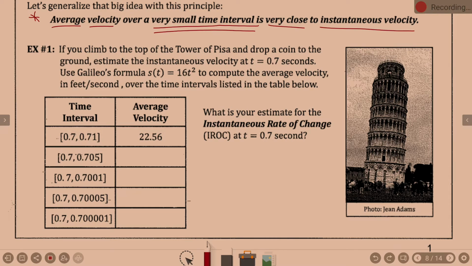If you climb to the top of the Tower of Pisa and drop a coin to the ground, estimate the instantaneous velocity at 0.7 seconds. Use Galileo's formula, S of t equals 16t squared, to compare the average velocity in feet per second over the time intervals listed in the table below.